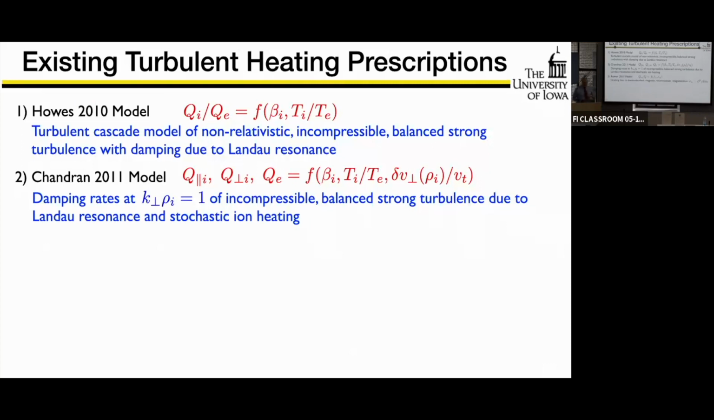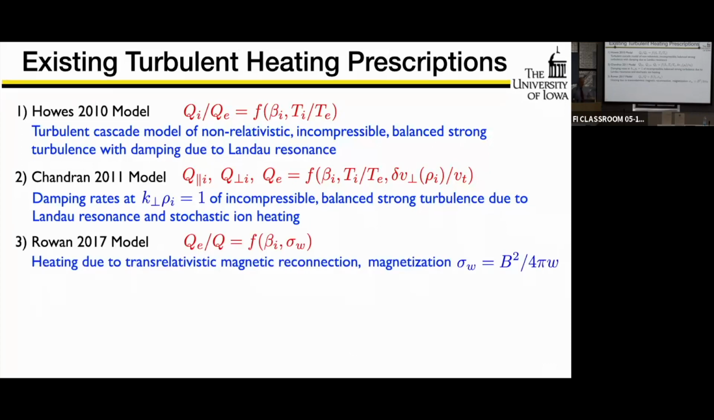is. And then more recently, in the lead up to trying to interpret Event Horizon Telescope observations, Rowan et al. developed a model for heating based on the physics of trans-relativistic magnetic reconnection, which again gives you the ratio of the electron heating to the total heating. And it's a function of the plasma beta and sigma_w, which is the relativistic magnetization parameter, essentially the magnetic energy over the rest energy of the plasma, more or less.